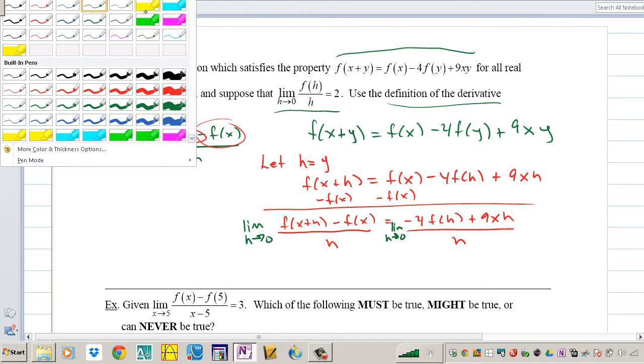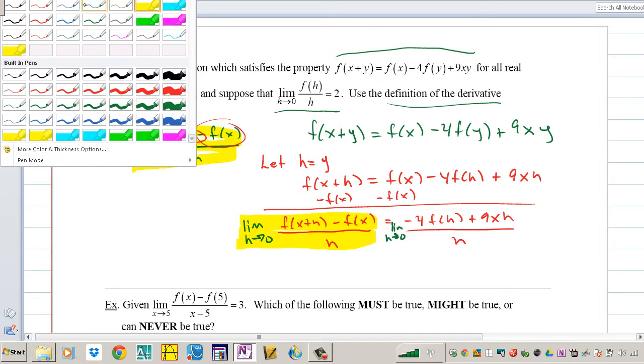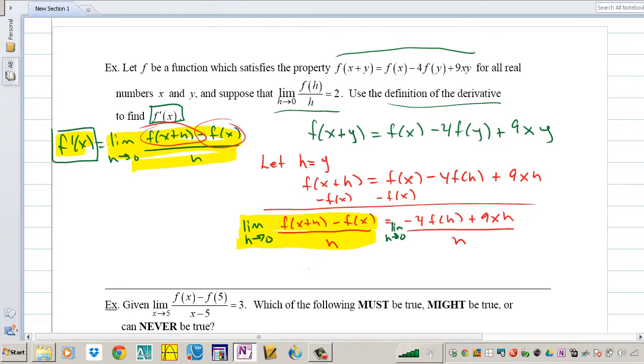Now, this part that I'm about to highlight, you should know what this means already. This means the derivative. Notice, I have it right here. What is this highlighted part equal to? Well, it simply equals f prime of x, the derivative of f of x. So f prime of x, this is this part down here.